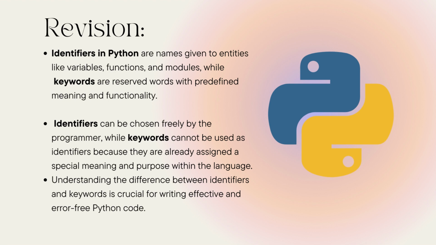So let's make a revision. Identifiers in Python are names given to entities like variables, functions, and modules, while keywords are reserved words with predefined meaning and functionality. Identifiers can be chosen freely by the programmer, while keywords cannot be used as identifiers because they are already assigned a special meaning and purpose within the language. Another point to remember is that understanding the difference between identifiers and keywords is crucial for writing effective and error-free Python code. Once you understand the basic concepts of using identifiers and keywords, it's always good for you.